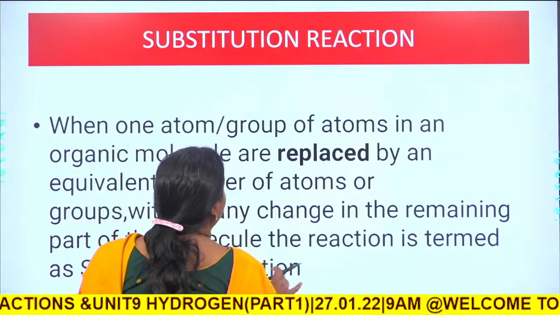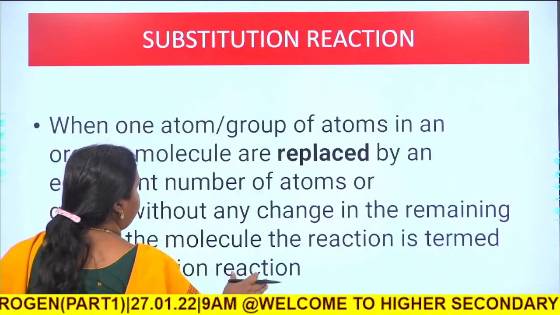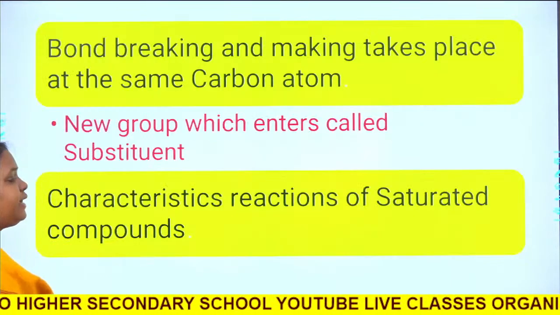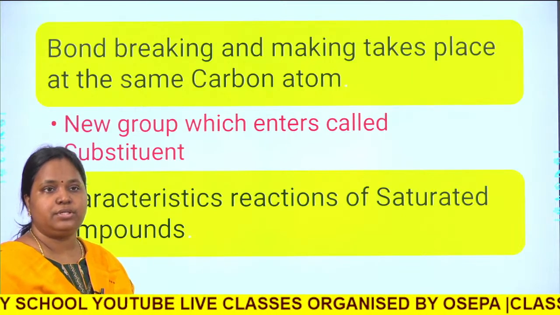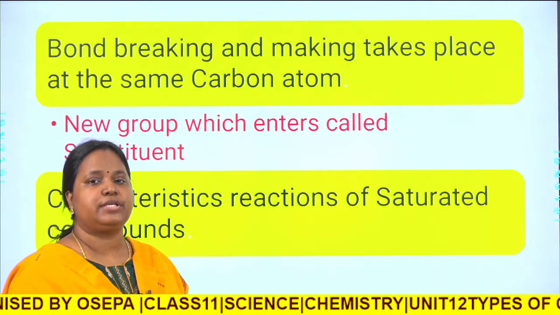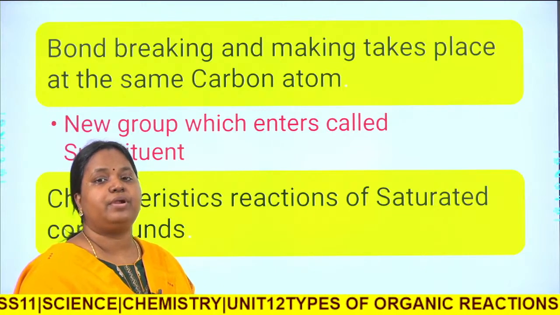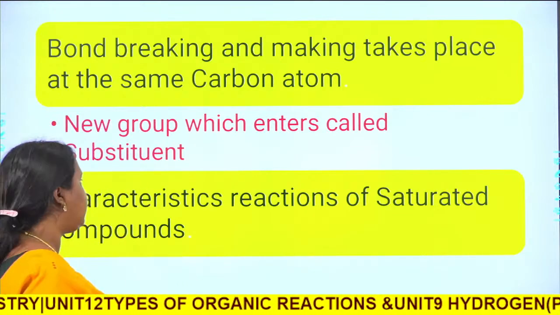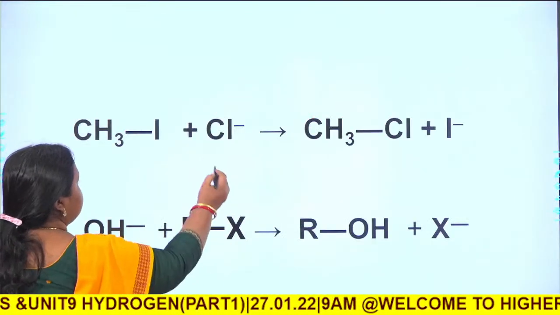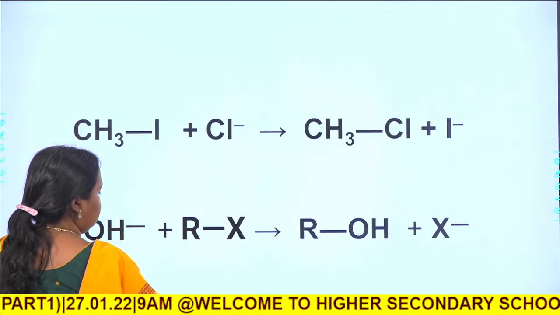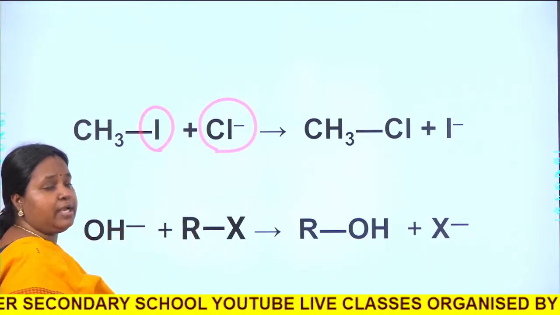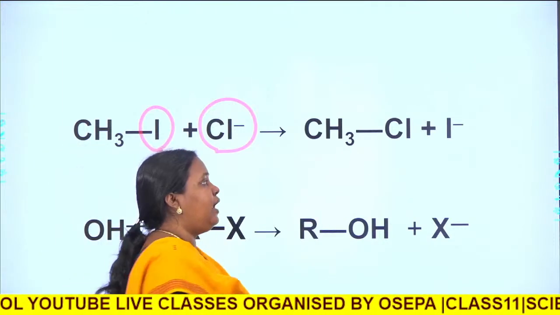Let's see an example. So, these are the characteristic reactions of saturated compounds. Saturated compounds means those having only single bonds, no double bonds. These are the characteristic reactions of saturated compounds like your alkyl halides and alcohols. Let's see here this iodide molecule, this iodine atom is being substituted by Cl minus. As a result, you are getting CH3Cl and I minus.